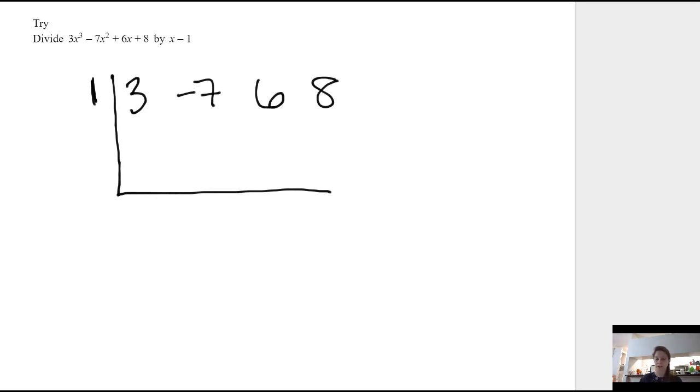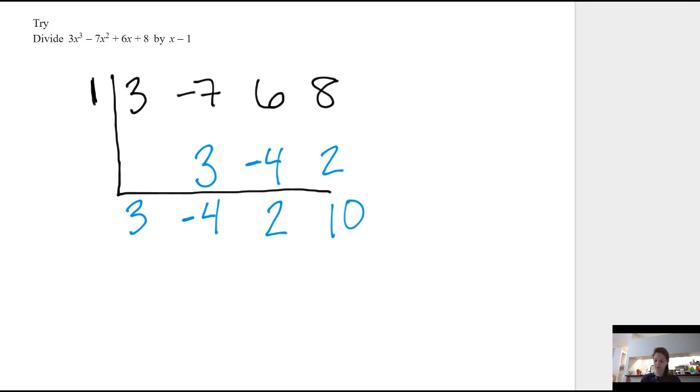And I perform the same process. I bring down this first term. I get 3. I multiply 3 by the k value. 3 times 1 is 3. I add -7 plus 3 to get -4. Take -4 times the k value, get -4. 6 plus -4 is 2. 2 times the k value is 2. 8 plus 2 is 10.